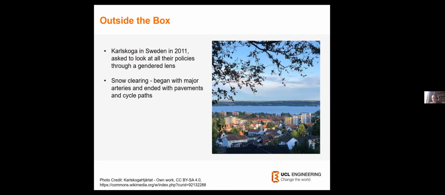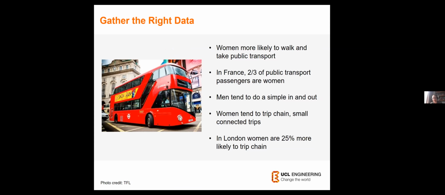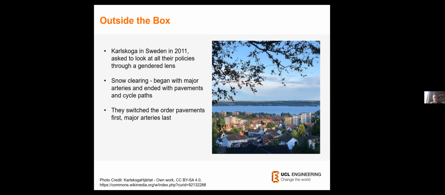And then all that data I talked about on how people use public transport, and the fact that women are more likely to walk than men in particular, they were like, oh, maybe it does have an impact. So what they decided to do was switch the order. Pavements first, major arteries last. And they did this for two reasons. Basically, the costs are the same, so it's easy to try it for a year and see what happened. And also, it's probably easier to drive a car through snow than to push a buggy through snow. I don't know if any of you have attempted to push anything through snow. I've tried to push a rolly suitcase through snow, and it's very difficult.